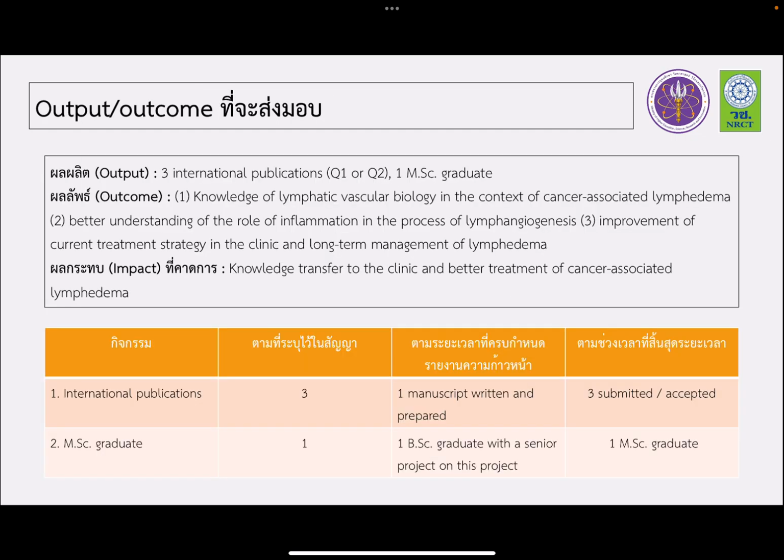So the output and the outcome for this project, we propose to have 3 publications and 1 master's graduate. We have one manuscript written and prepared to submit, and hopefully by the end of the project we will have 3 publications as proposed. And we have one undergraduate student applying to continue with us with this project. So hopefully by the end of the project we will have 1 master's graduate as promised.